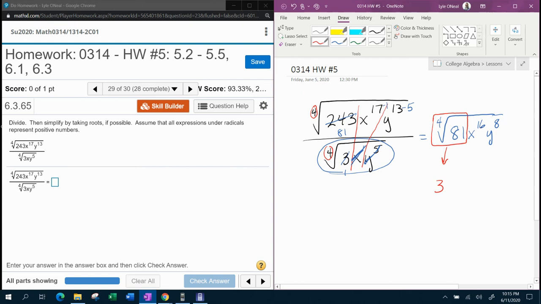Now, for the variables, you want to divide the exponent by the index. So 16 divided by 4 is 4. That divides evenly. And 8 divided by 4 is 2. And since those exponents divide evenly, that means that we're not going to have any radical left over. There's no more 4th root. So this simplified very nicely.